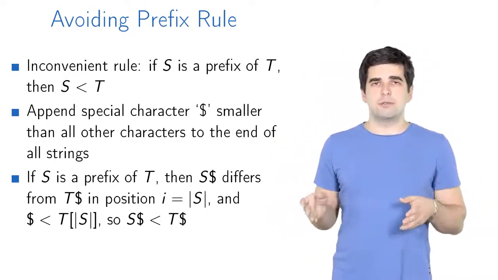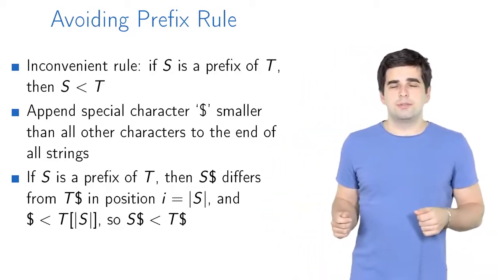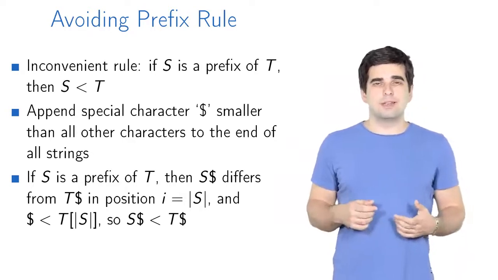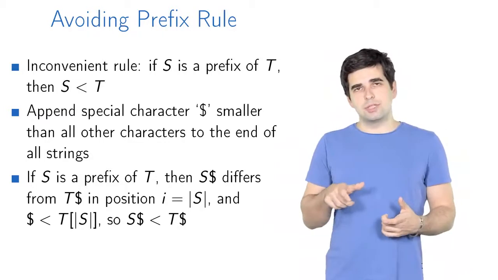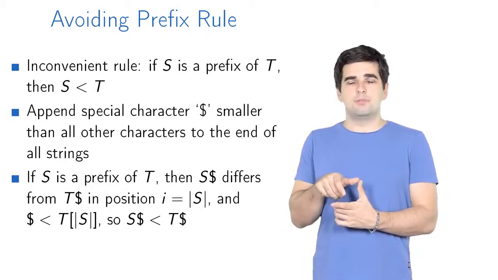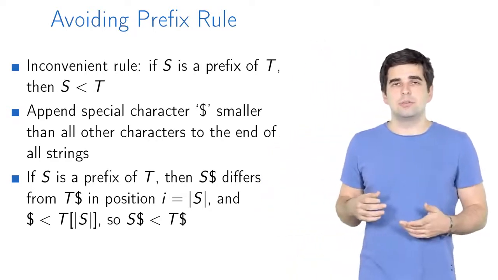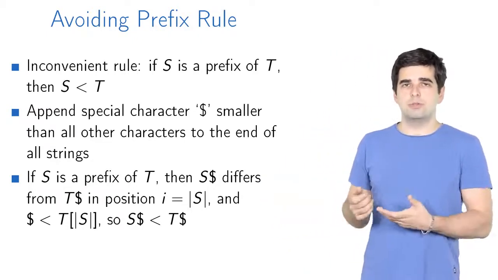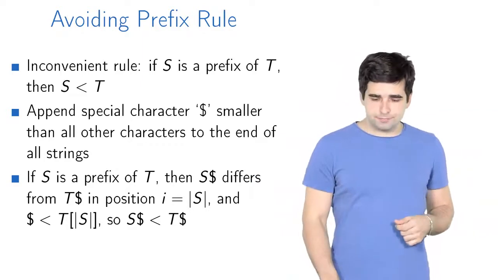So all the suffixes will have this $ on the end. And now, if initially some suffix was a prefix of another suffix, now it is just smaller by the usual rule, because as soon as it ends, and it is still coinciding with the prefix of the bigger suffix, the next character in the smaller one is $, which is smaller than all other characters, and so we can determine by the usual rule that the smaller suffix is actually smaller.